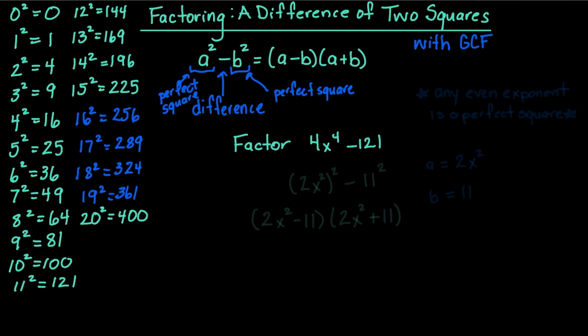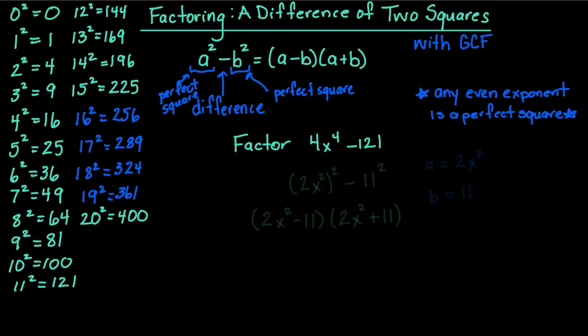Okay, let's factor 4x to the 4th minus 121. I notice everything is a perfect square, and as a note, any even exponent is a perfect square. So when I see x to the fourth or any even exponent, I know x to the fourth is a perfect square. This is a hint to keep in mind.